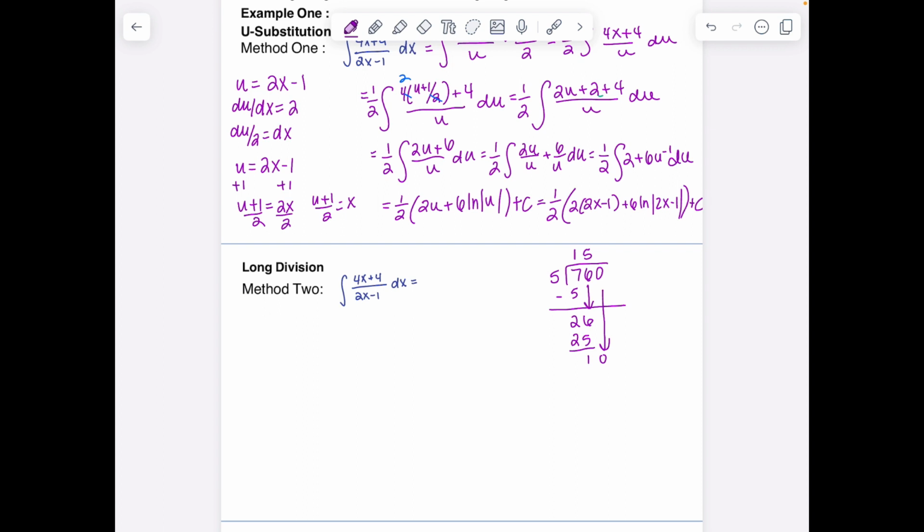5 goes into 10 twice. And then 5 times 2 is 10, and I'm done, and there's no remainder. And so that's how you do long division. 760 divided by 5 is 152.